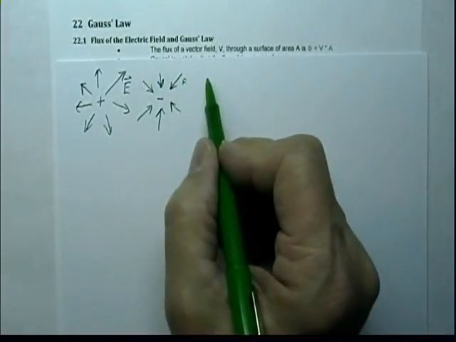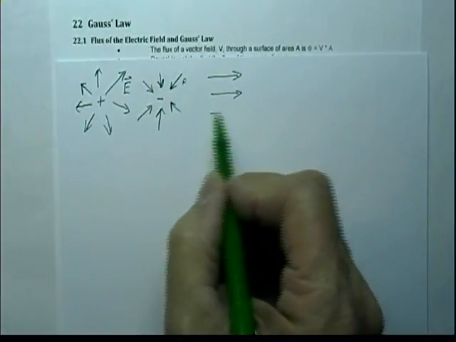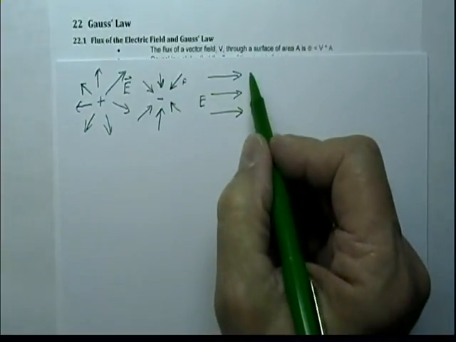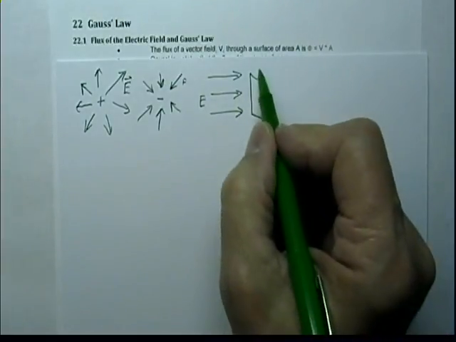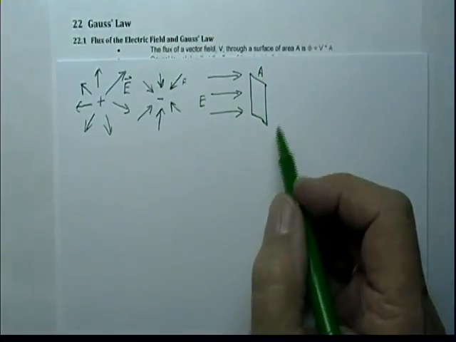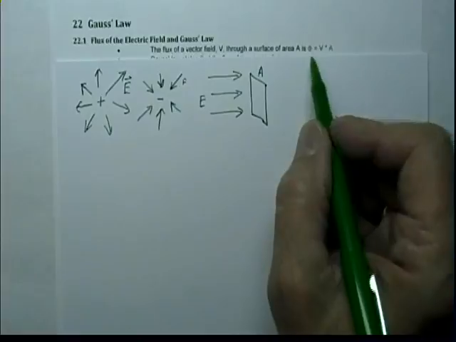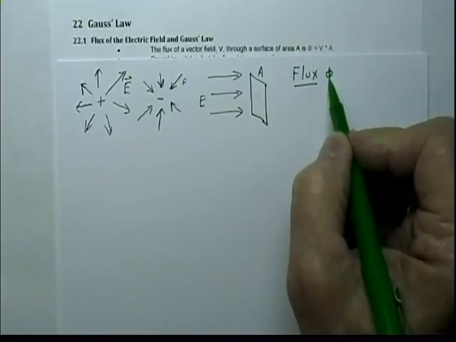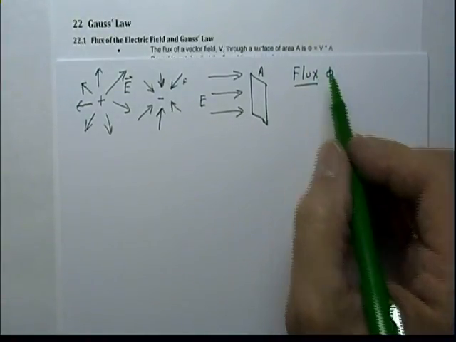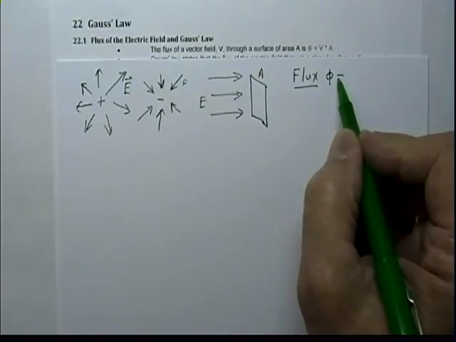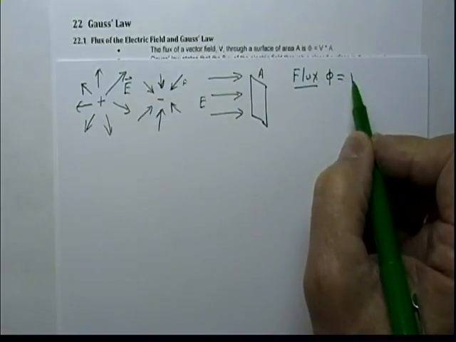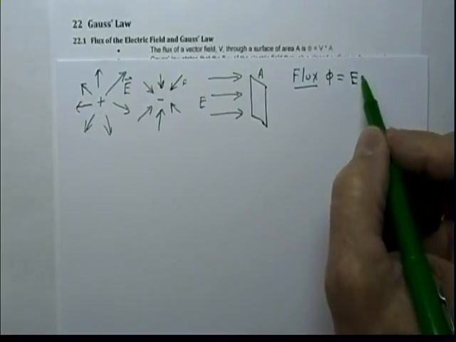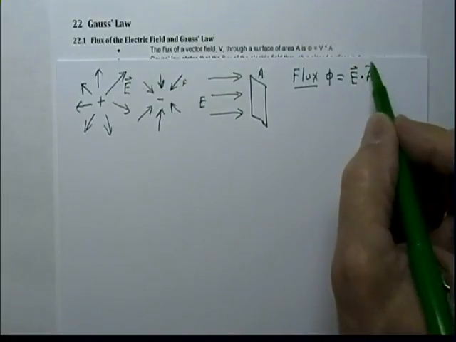Let's imagine that we have an electric field that looks like this, or any vector field. And we could imagine a surface that had a certain area A, and we could define a concept of flux. Flux is normally represented by the symbol phi, and you can see that equation right here. And flux is defined as the vector field, in this case E, or in this case up here V, for any vector field, and its dot product with an area A.